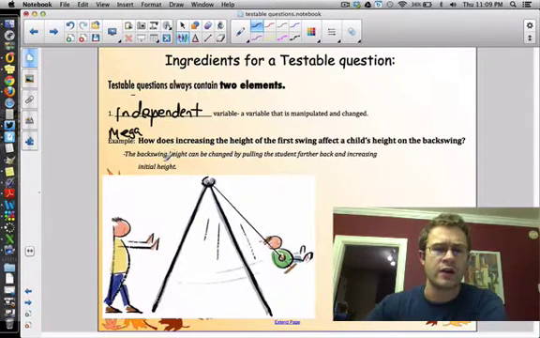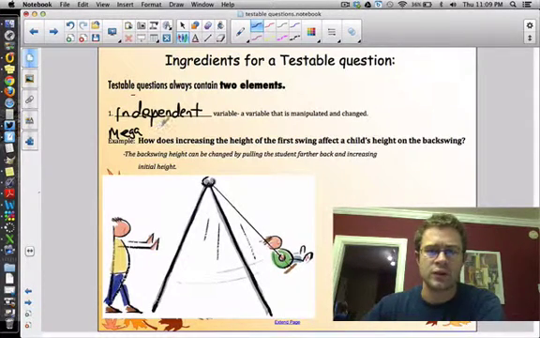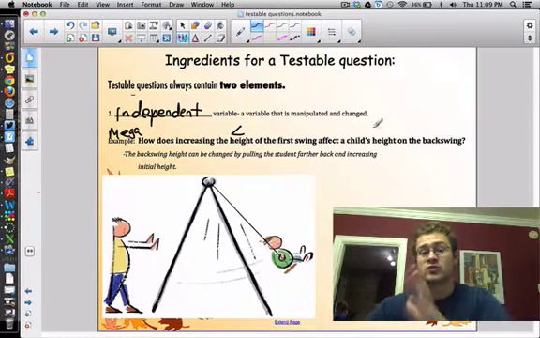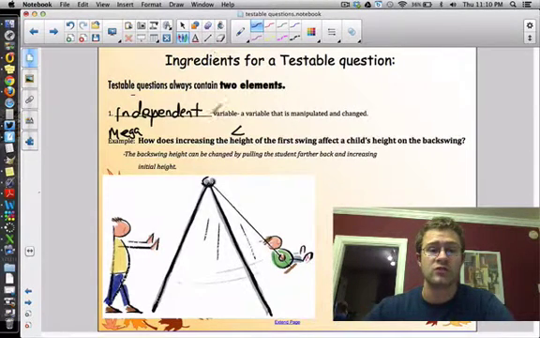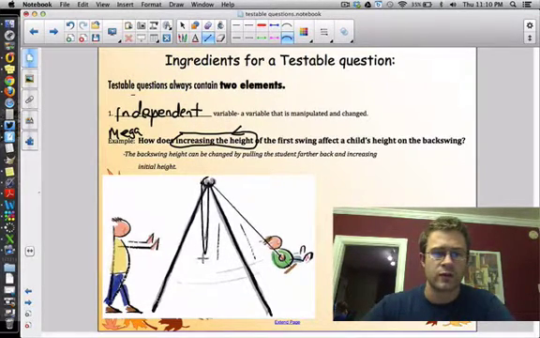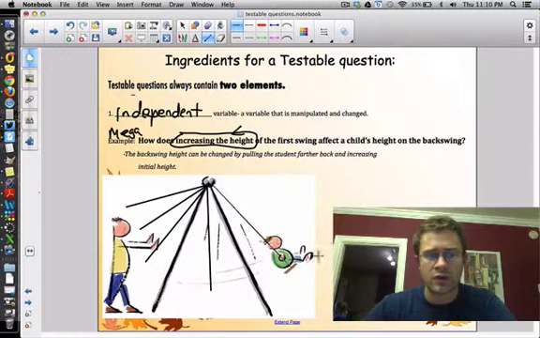And so taking a look back at our mega example, remember the swinging kid example. How does increasing the height or the angle of the first swing affect the child's height in the back swing? So the thing that's being changed is the increasing angle of pulling the child back. And so we start off with nothing, and then we continue to increase the angle as we test to see how the angle or how the height of the backswing changes. So these would all be different trials. These are the changes in height.